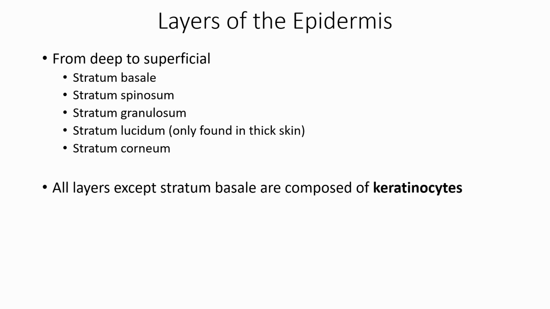Right on top of that is the stratum spinosum, then the stratum granulosum sandwiched in the middle, the stratum lucidum, which is the one that is in the thick skin, but this is the layer that is missing from the thin skin. Because remember, thin skin only has 4 layers. This is the layer that's gone in the thin skin. And then the stratum corneum, which is on the very, very outside. Now, all of these layers, except for the stratum basale at the very base, are composed of keratinocytes. Right, and we're going to talk about those in just a second.